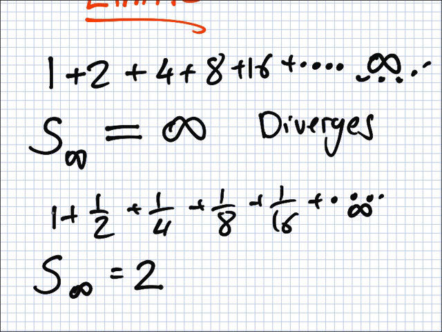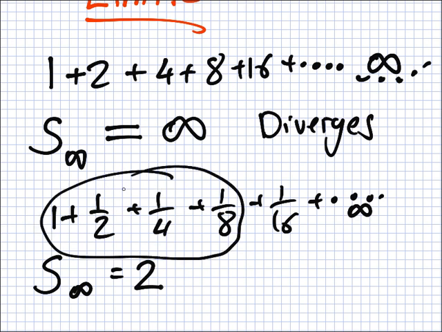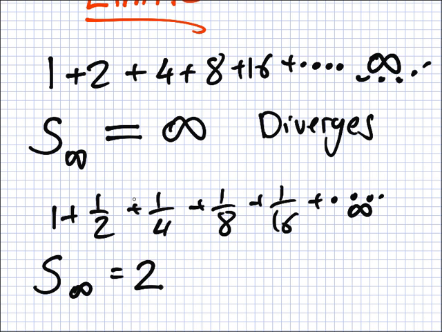It's 1 plus, so this is 1, 1.5, 1.75, 1.875. And this slowly grows to 2.